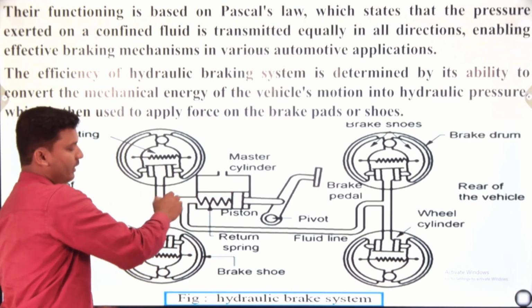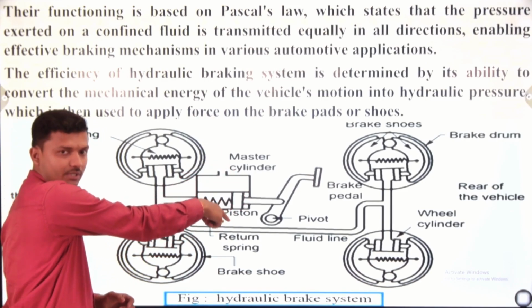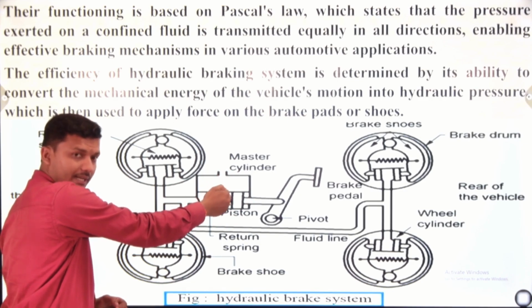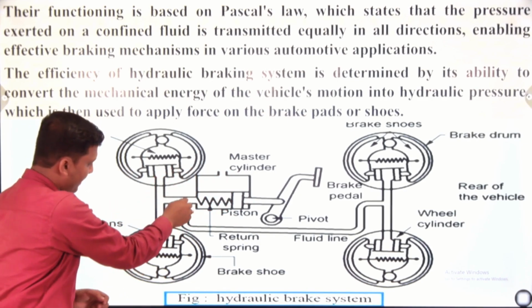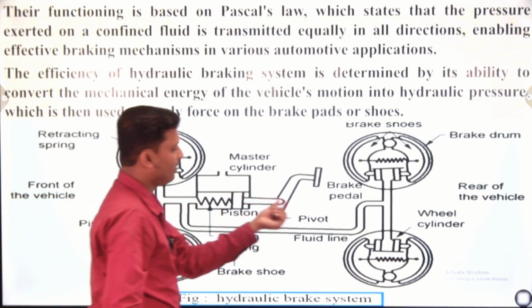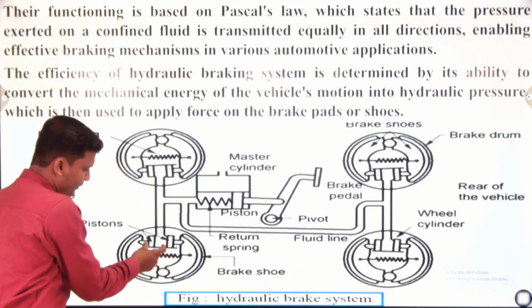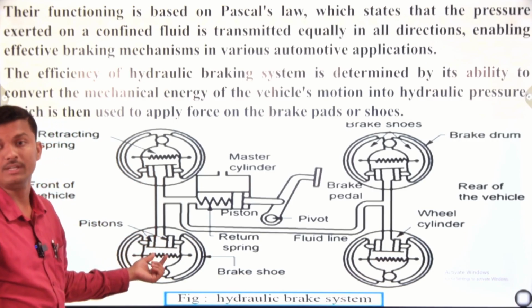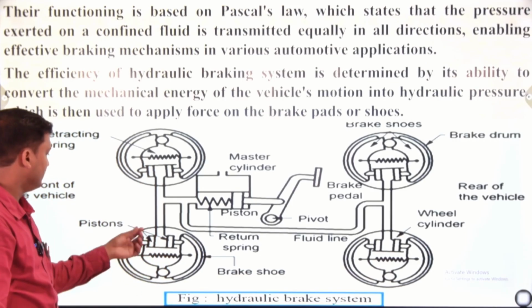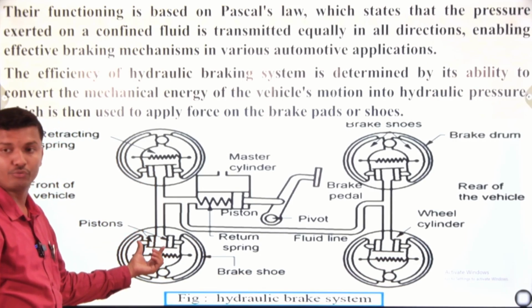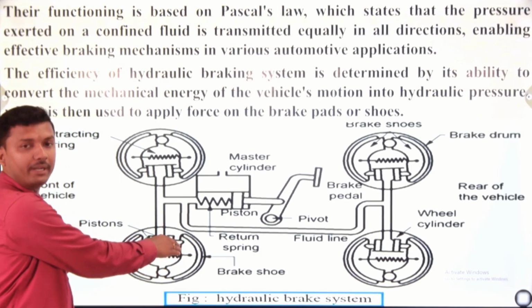When it pushes forward, the fluid present in the master cylinder gets pushed and transmitted by means of these transmitting pipes, okay, and comes to this small piston cylinder or wheel cylinder. After that, this piston gets connected by means of force, the brake shoe connected to the brake drum, the vehicle gets stopped.